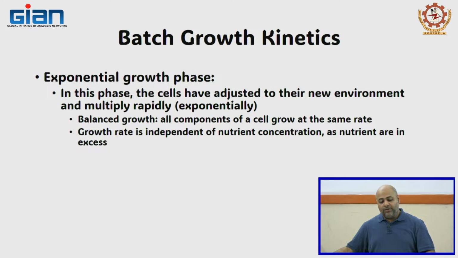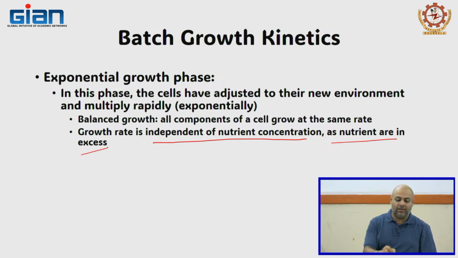The exponential growth phase: in this particular phase, the cell has adjusted to its new environment, and it will start multiplying rapidly, exponentially. Okay. So, it does a balanced growth. All components of the cell grow at the same time, and the growth rate is independent of nutrient concentration as the nutrients are in excess. The growth rate is independent of the nutrient concentration for the exponential phase, because the nutrient present is in excess.